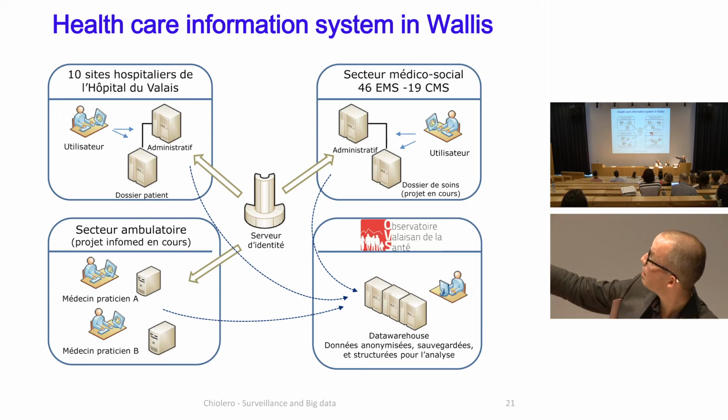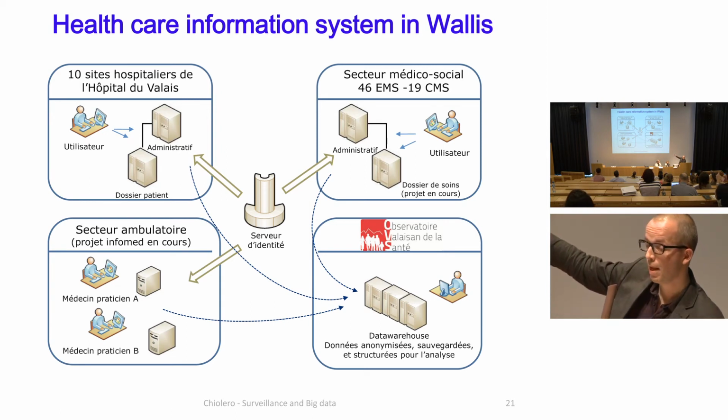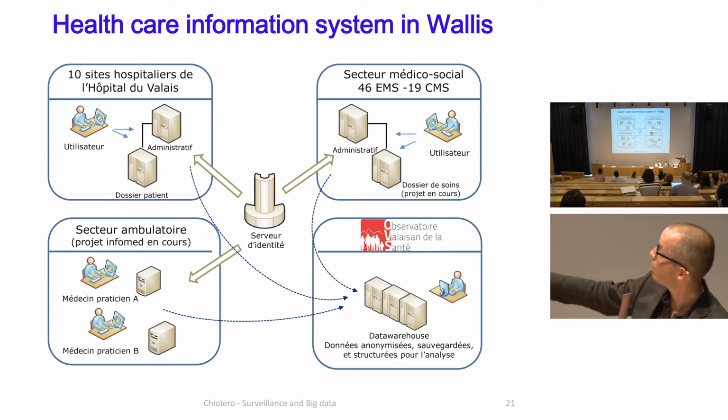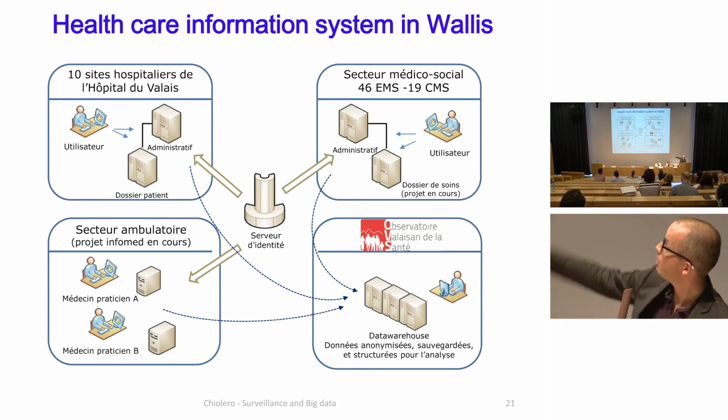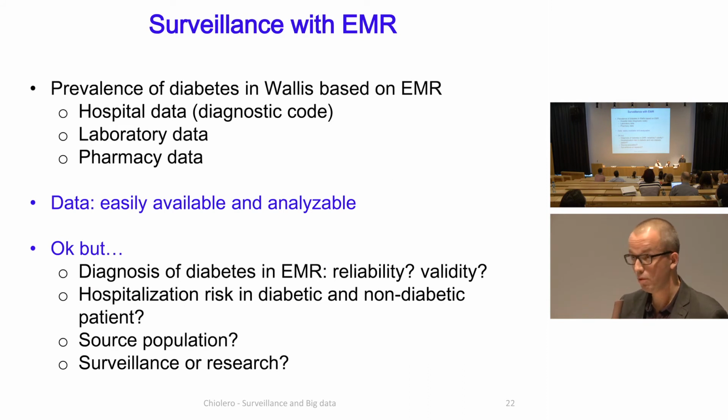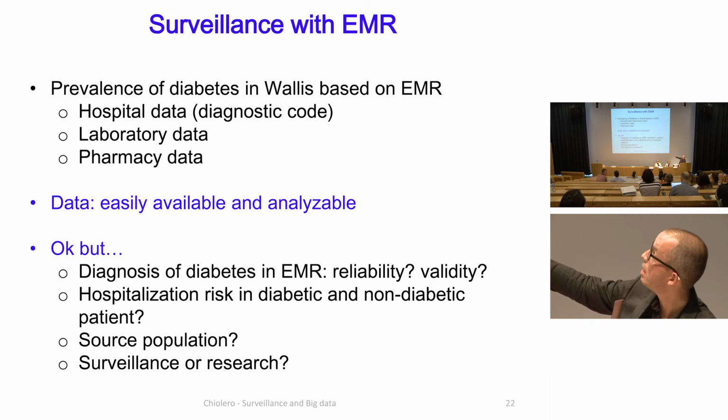We also try to have data increasingly from senior healthcare facilities and from ambulatory healthcare too, and we try to group that. Currently, only this part is functional, but we use that for surveillance activities. And currently, we have work going on where we try to assess the prevalence of diabetes in Valais, using data from the hospital electronic medical records.